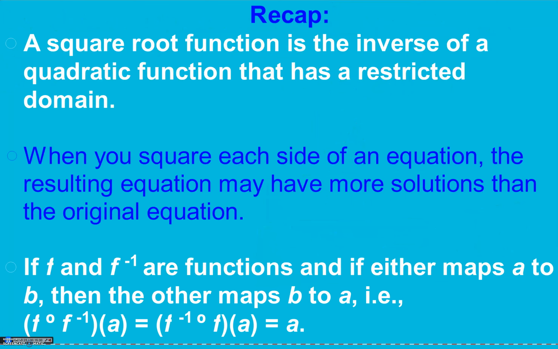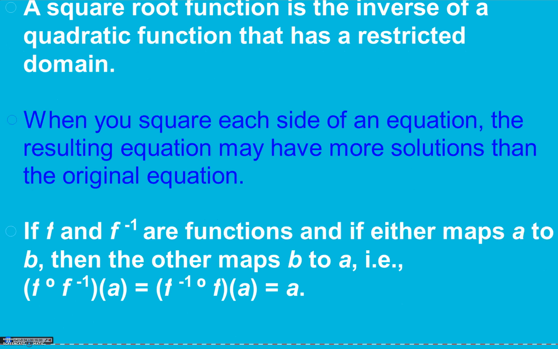Recap here. A square root function is the inverse of a quadratic function that has a restricted domain. When we square each side of the equation, the resulting equation may have more solutions than the original equation. If f and its inverse are functions, and if either maps a to b, then the other maps b to a. And that's all I have here for section 6.8.